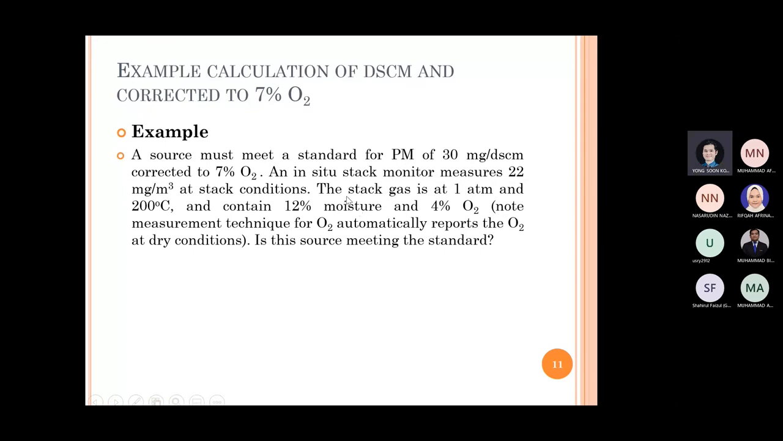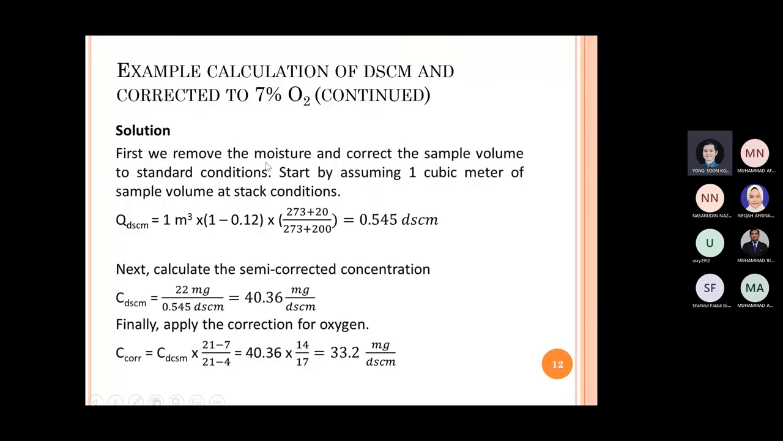And this emission gas only has 4% oxygen, of course, because it has already burned, so of course it will have lower oxygen. Then they want you to calculate so that you can compare with the standard. So here it goes. First of all, moisture is not part of the contaminants or pollutants, so you need to exclude it. First thing first, exclude the moisture. And you also need to correct it to standard condition, STP, standard temperature and pressure.